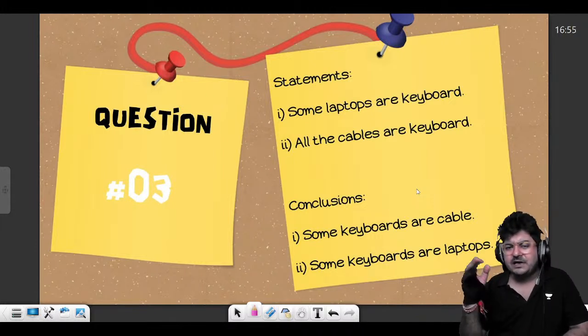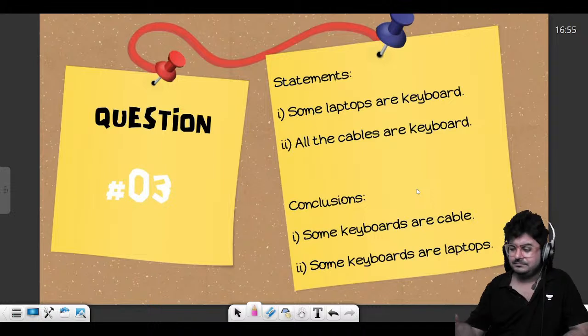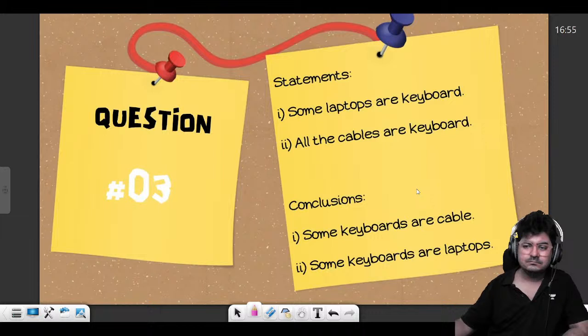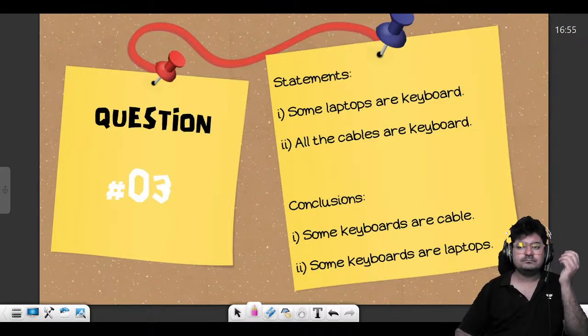Now third question. Some laptops are keyboards. All the cables are keyboards. So what do you think? What is the answer? One and two, both?